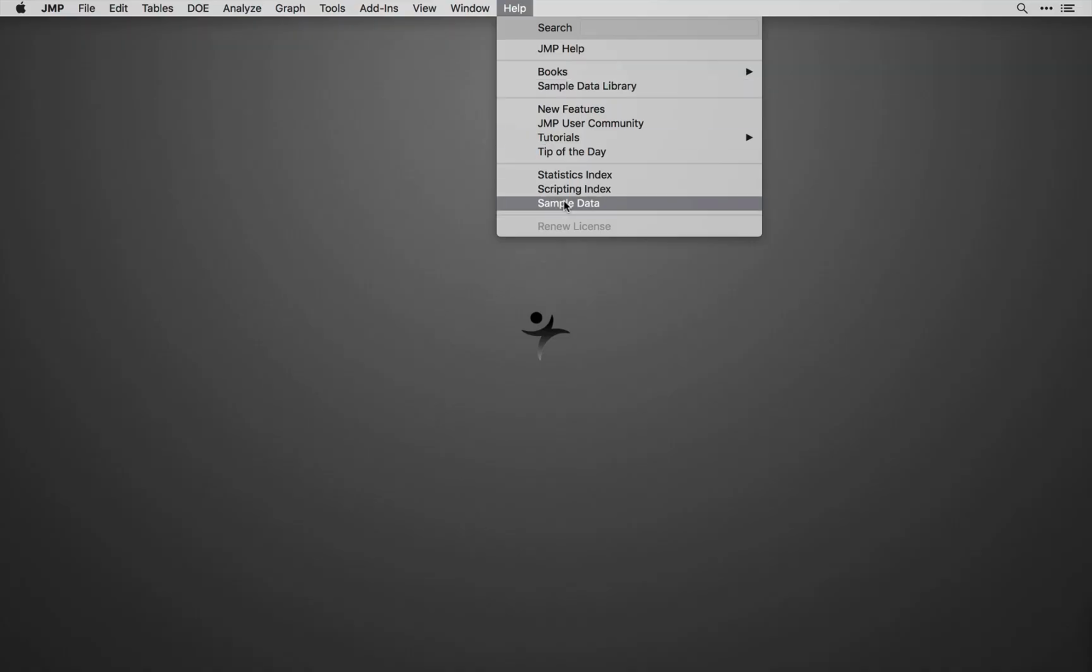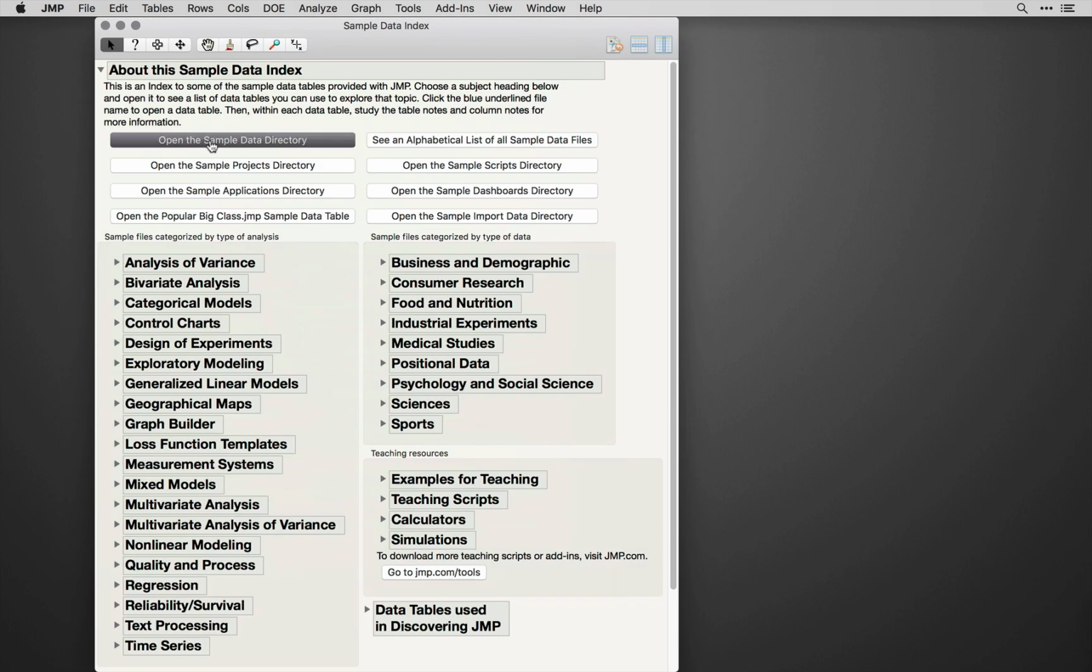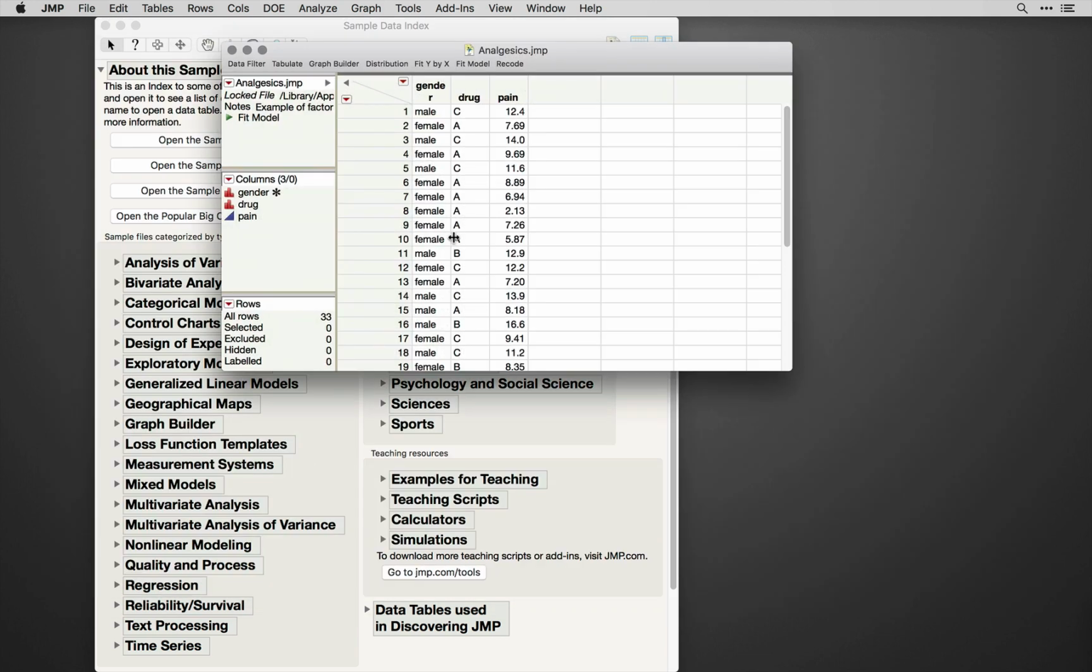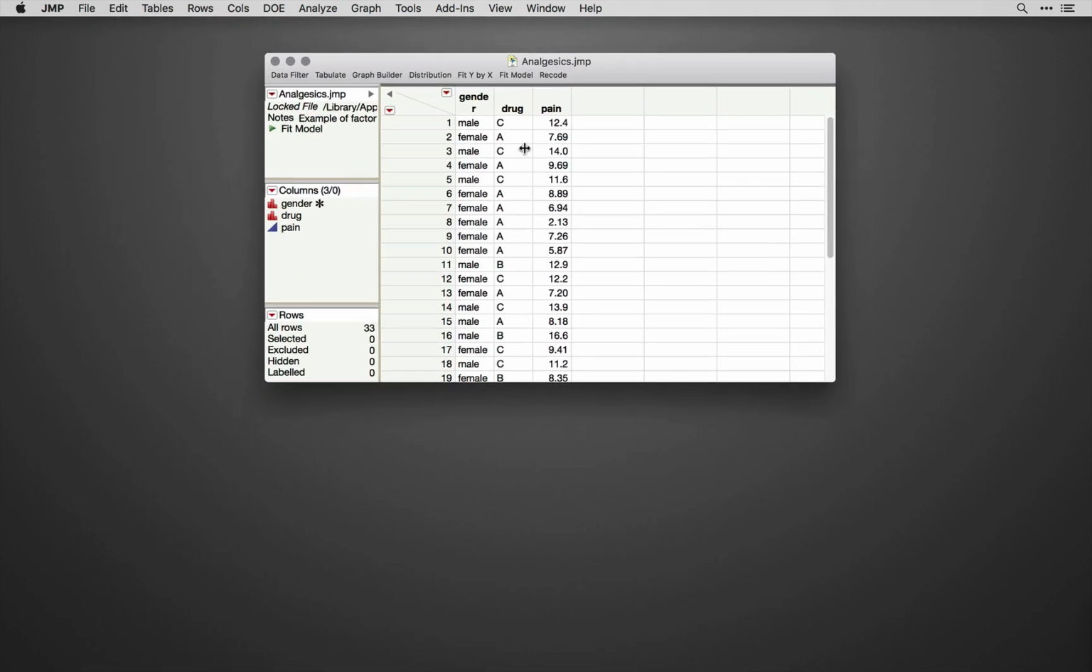Now for the next example, we're actually going to have to pop over to a different data set. To do this, I'm going to open the data set analgesics. I'll just go to the sample data here. Let's open the sample data directory and find analgesics. And this is a nice data set because it mirrors the idea of doing a factorial analysis of variance. What we have here is gender, drug, and pain.